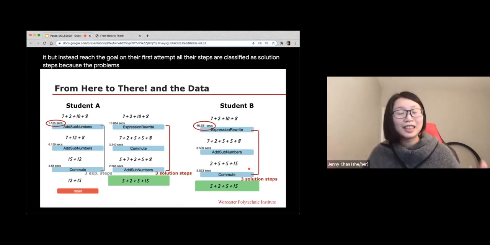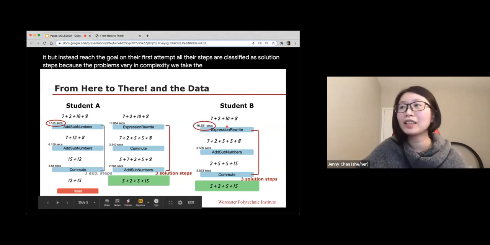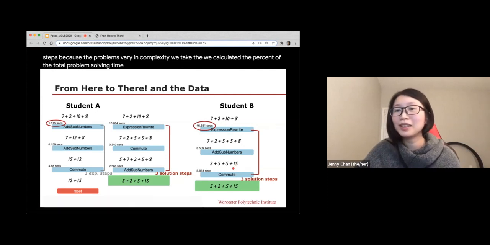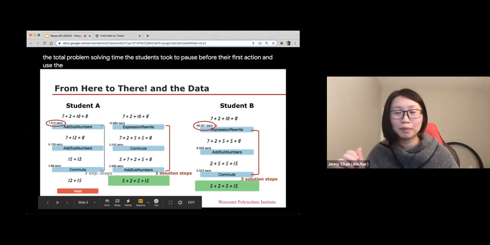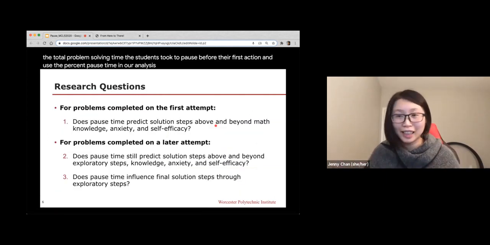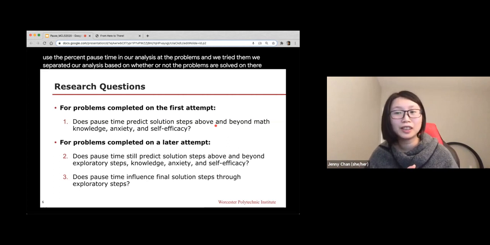Because the problems vary in complexity, we calculated the percent of the total problem-solving time the students took to pause before their first action and used the percent pause time in our analysis. Because students can reset the problems and retry them, we separated our analysis based on whether or not the problems are solved on their first attempt.